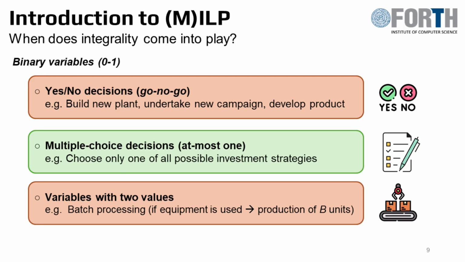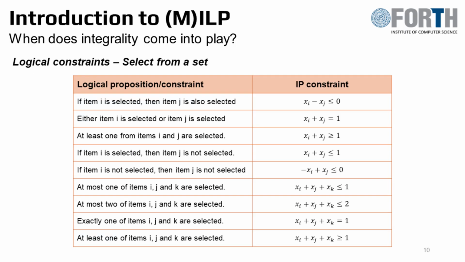Third, binary variables are helpful for introducing variables with two distinct values, such as in batch processing environments. For instance, if equipment is used, it must produce exactly B units. If it is not used, production is 0. This creates a variable that effectively switches between two operational modes, off or fixed level production, and requires integrality to represent that discontinuity. Another important situation requiring integrality arises when modeling logical constraints that involve selecting elements from a set.